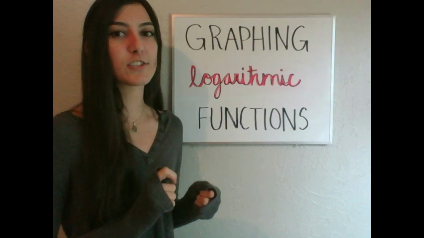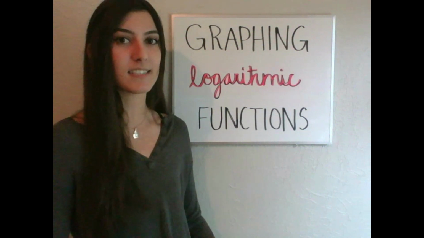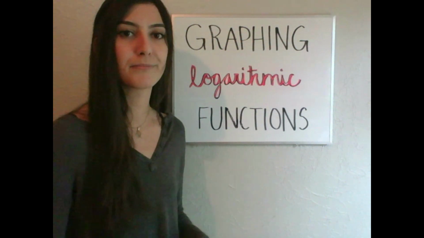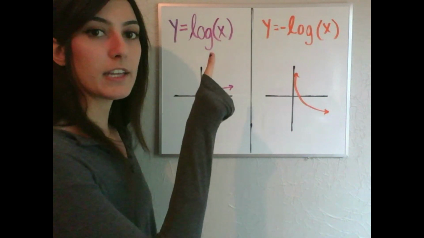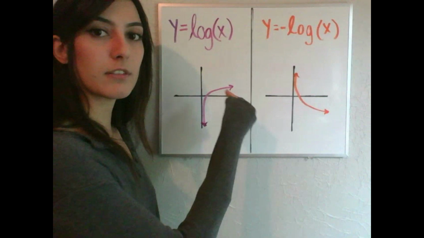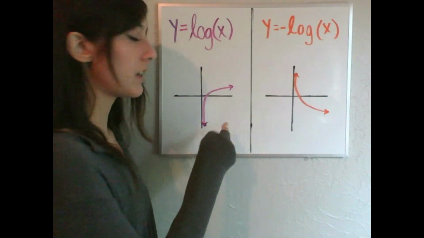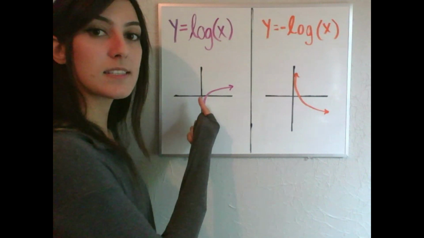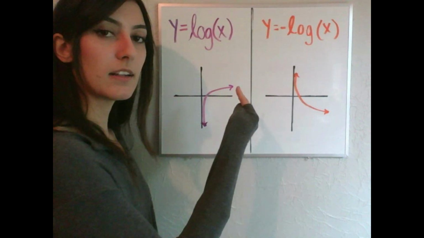I wanted us to start by looking at the general shape that we can expect to see with these sorts of functions. Starting with our parent function y equals log of x, you can see that the graph makes a curve that goes in a positive slope direction. So as my x is increasing, my y is increasing as well.